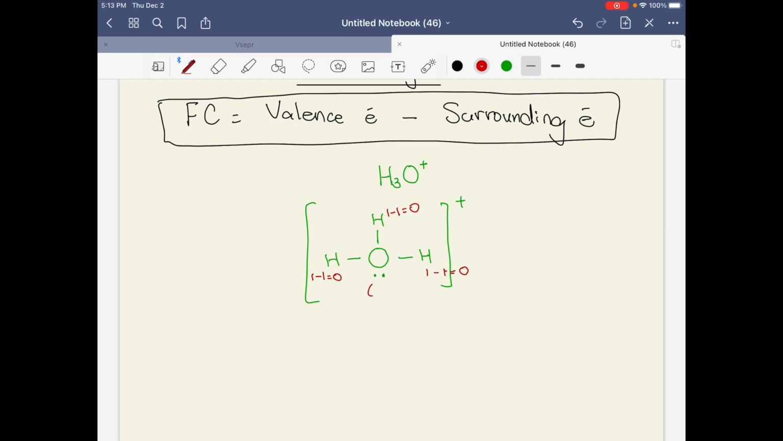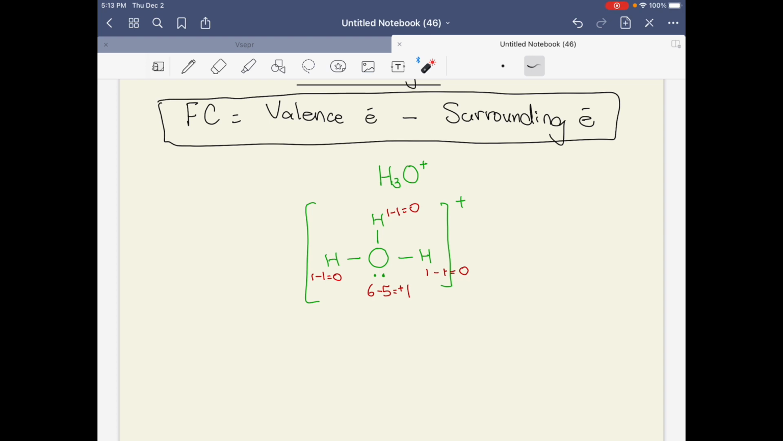Oxygen has a valence of 6. How many are surrounding this right now? Well, 1, 2, 3, 4, 5. Just as we thought, the positive 1 of hydronium came from oxygen. So that's pretty neat if you think about it. Okay, so we found exactly who's responsible for this positivity.